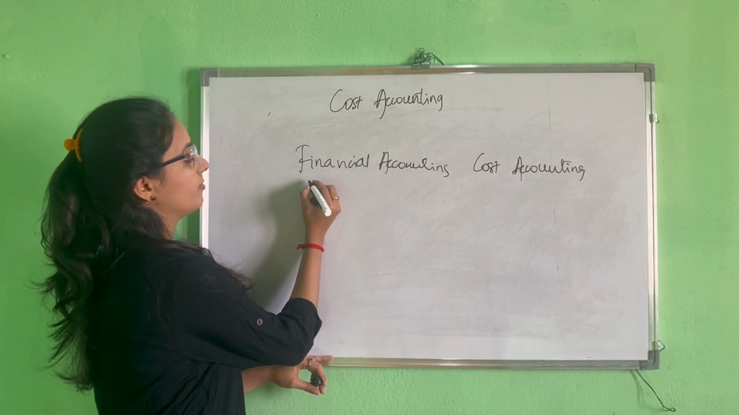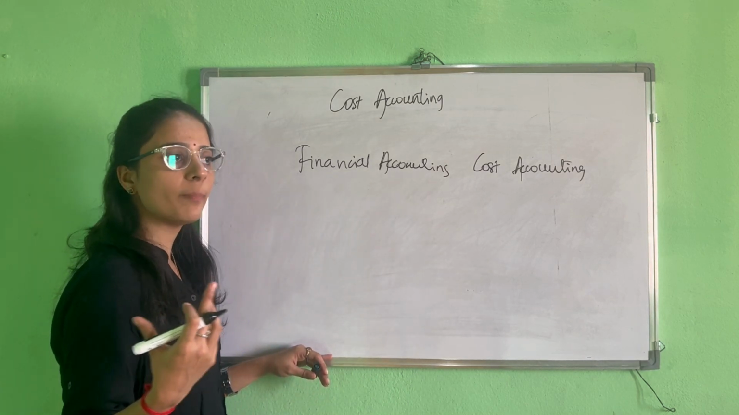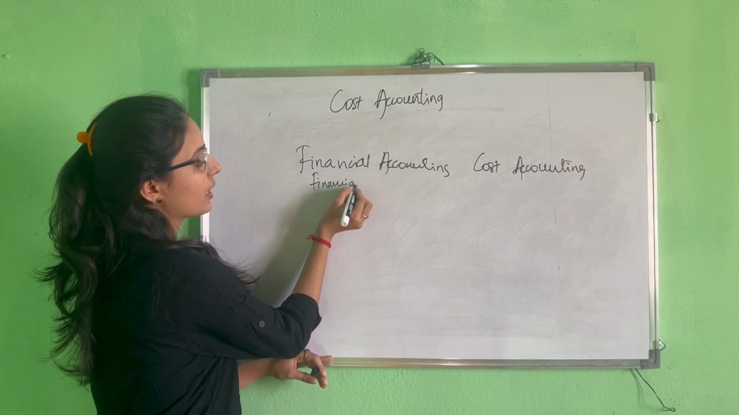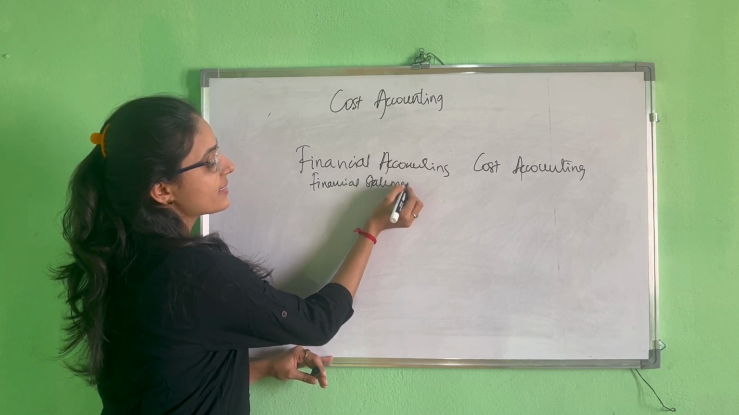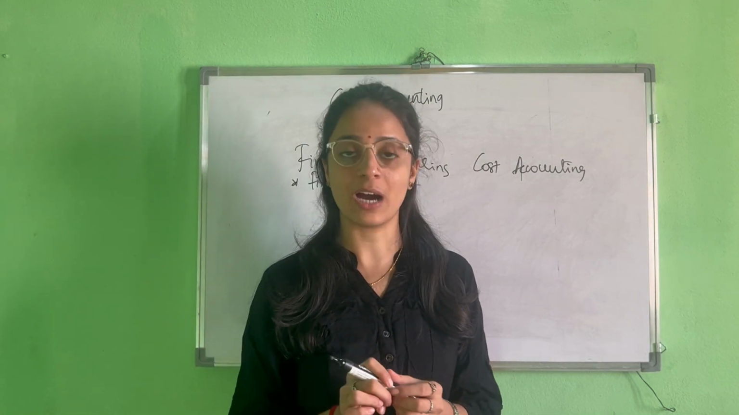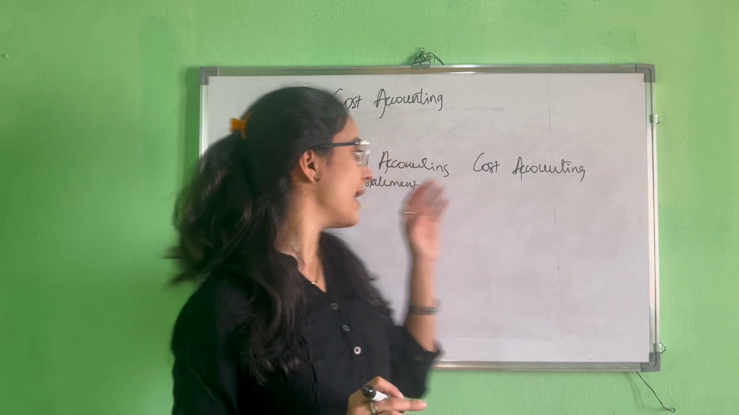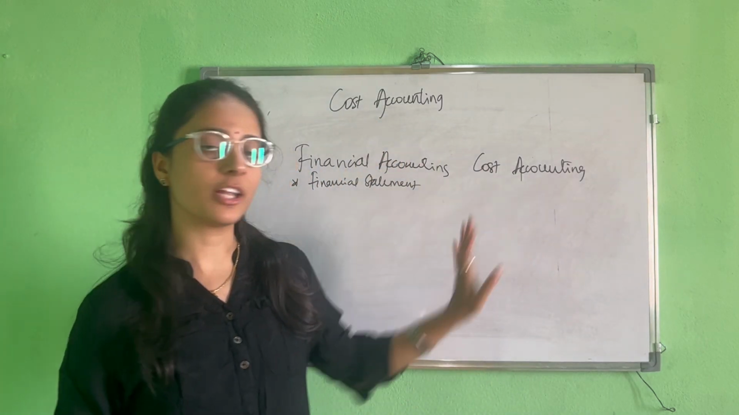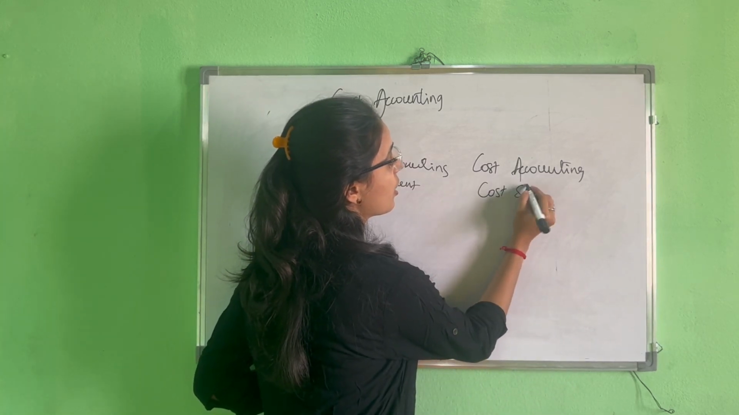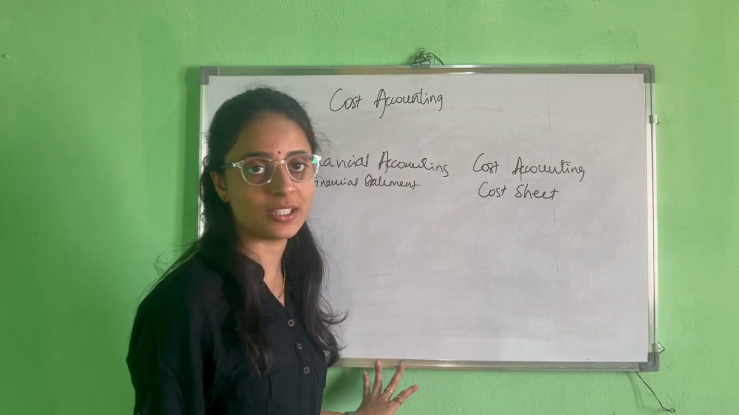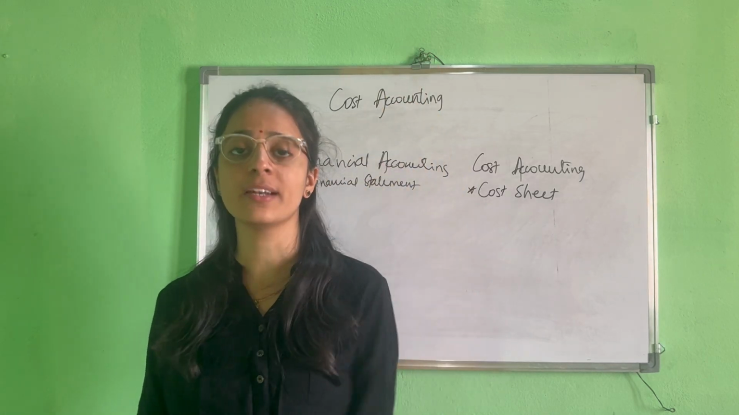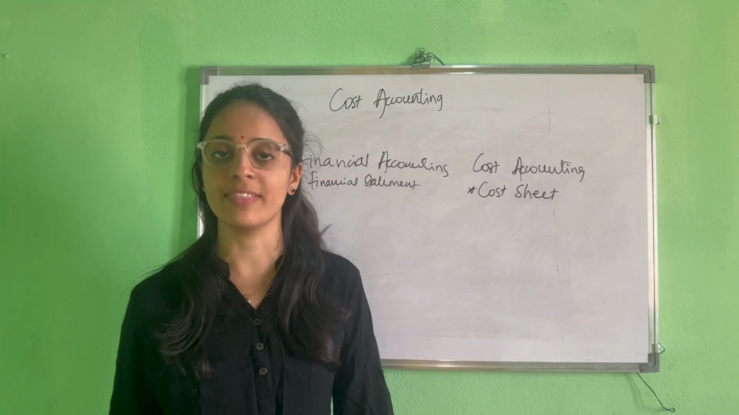Here in financial accounting, as we already know, we prepare financial statements. Which are those? It's nothing but income statement, cash flow statements, balance sheet, trading account. All kinds of statements are prepared under financial statements. But under cost accounting, we prepare a statement known as cost sheet, which helps us to determine the different costs that we incur in the process.